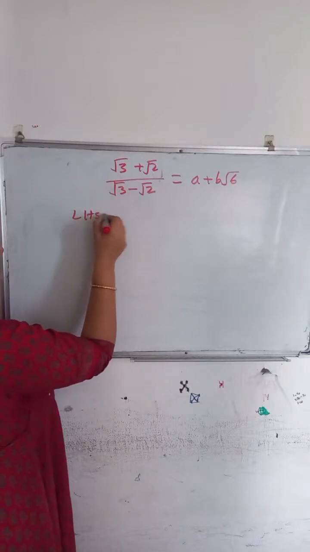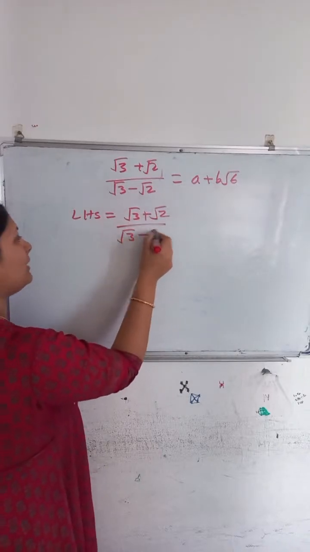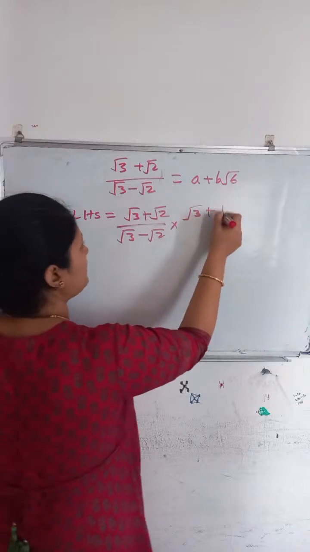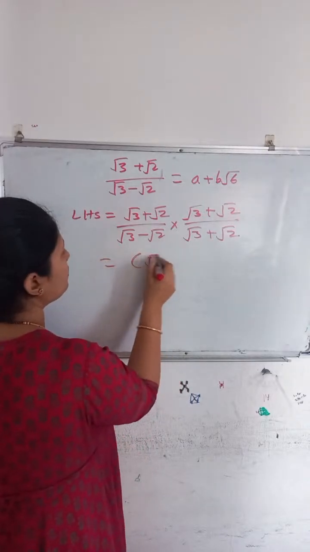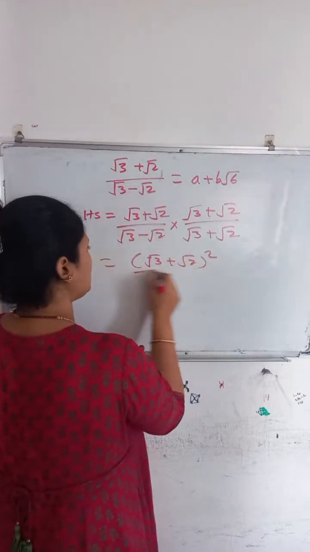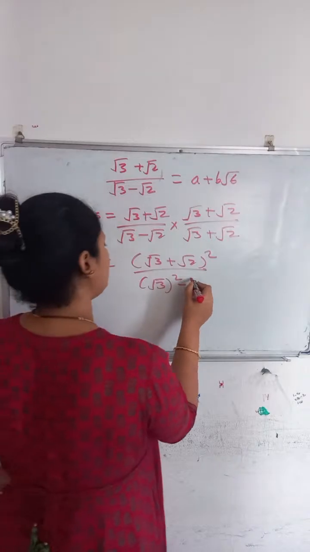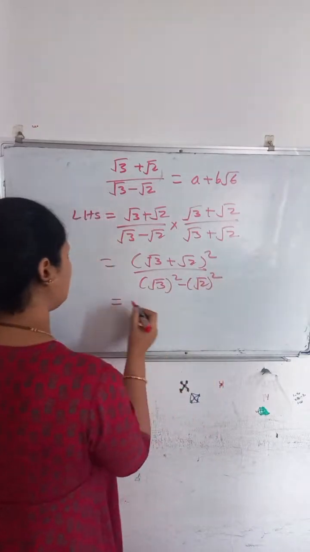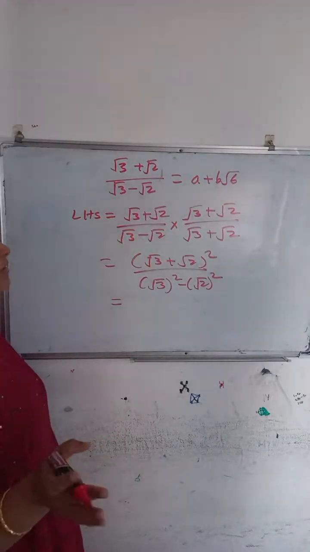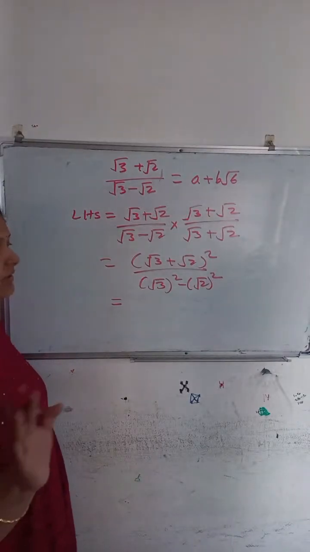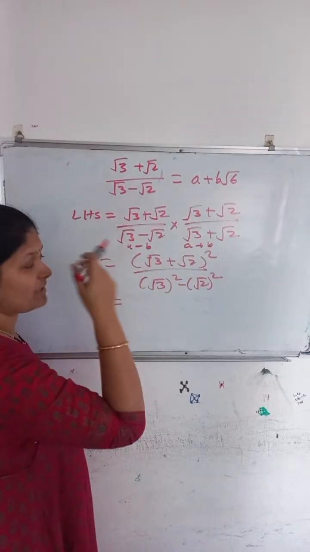I will write here LHS, and I will multiply by (√3 + √2)/(√3 + √2). So here (√3 + √2) whole bracket squared, and in the denominator (a − b)(a + b), that is √3 squared minus √2 squared. Expand the numerator by the (a + b) whole squared identity. Don't just write √3 squared and √2 squared. We use (a − b)(a + b) = a² − b² for the denominator.